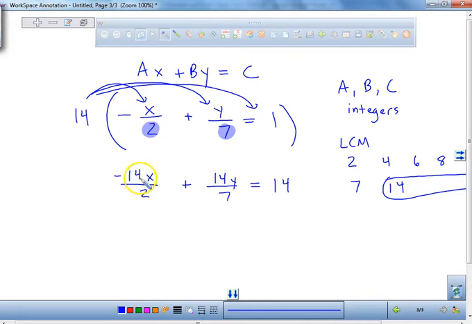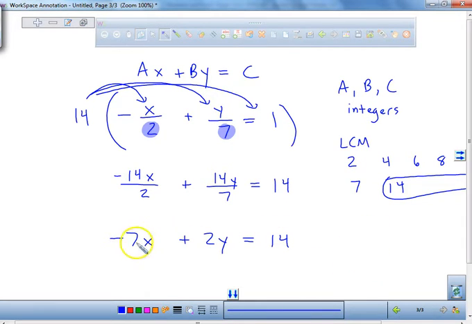What is negative 14 divided by 2? Boom! You're right. You're right, Christian. Negative 7. And we're going to x it. What's 14y divided by 7? 2 and a 1 equals a 14.